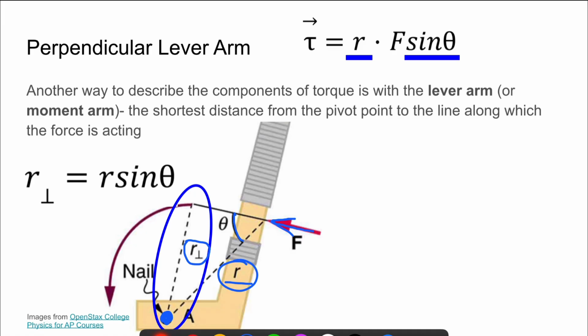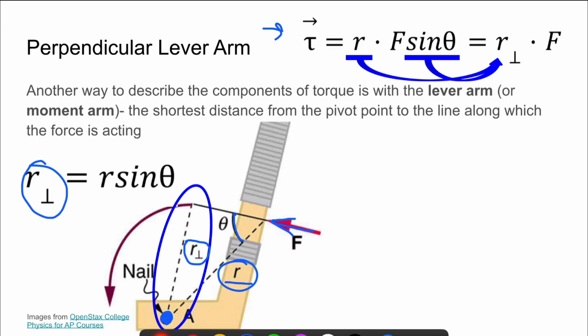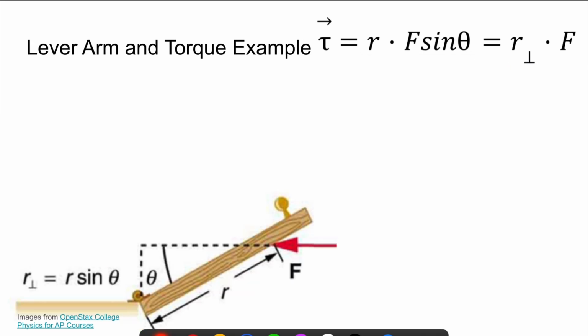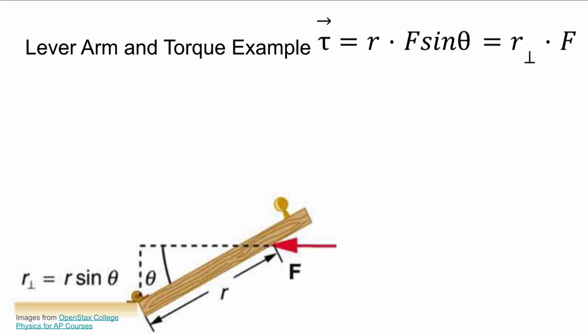And if we plug this into our torque equation up here, then we know that r times sine theta is that perpendicular r, or lever arm. So we can condense this equation to say that our lever arm, r perpendicular, times force is the same thing as torque. So let's do an example problem here.